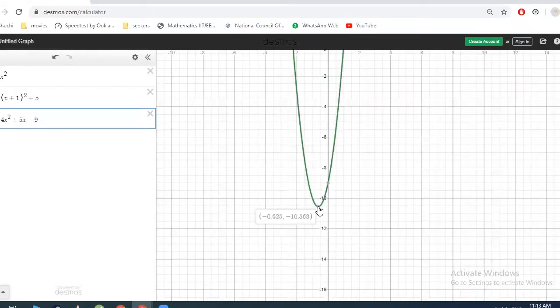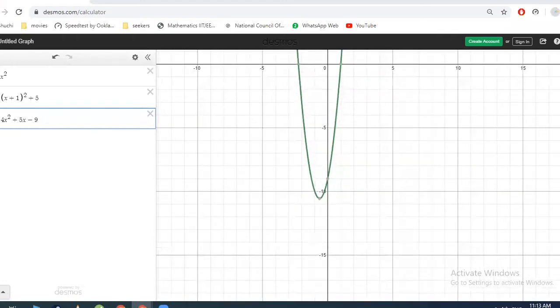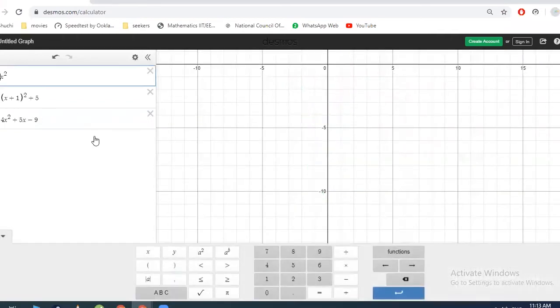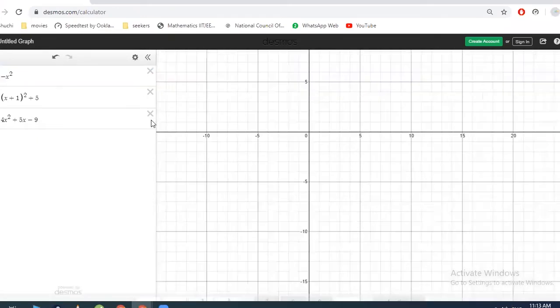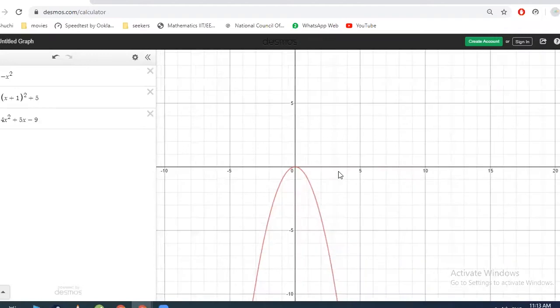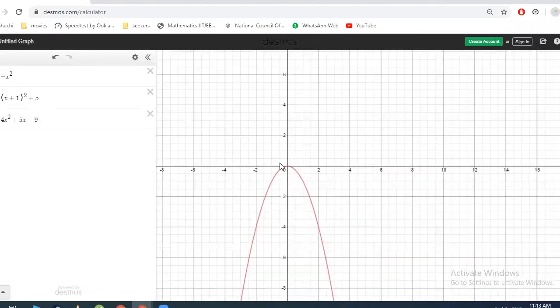Everybody understood the meaning of minimum? Yes. Very good. Now what I will do is, instead of positive in every case, I will simply put a negative. Here it was plus x square. I will simply substitute minus x square. So let's see what I will get. Minus x square means downward facing, which is the maximum point. This is the maximum point, 0, 0. Understood? What is the coefficient of x square? -1, less than 0. Very good.